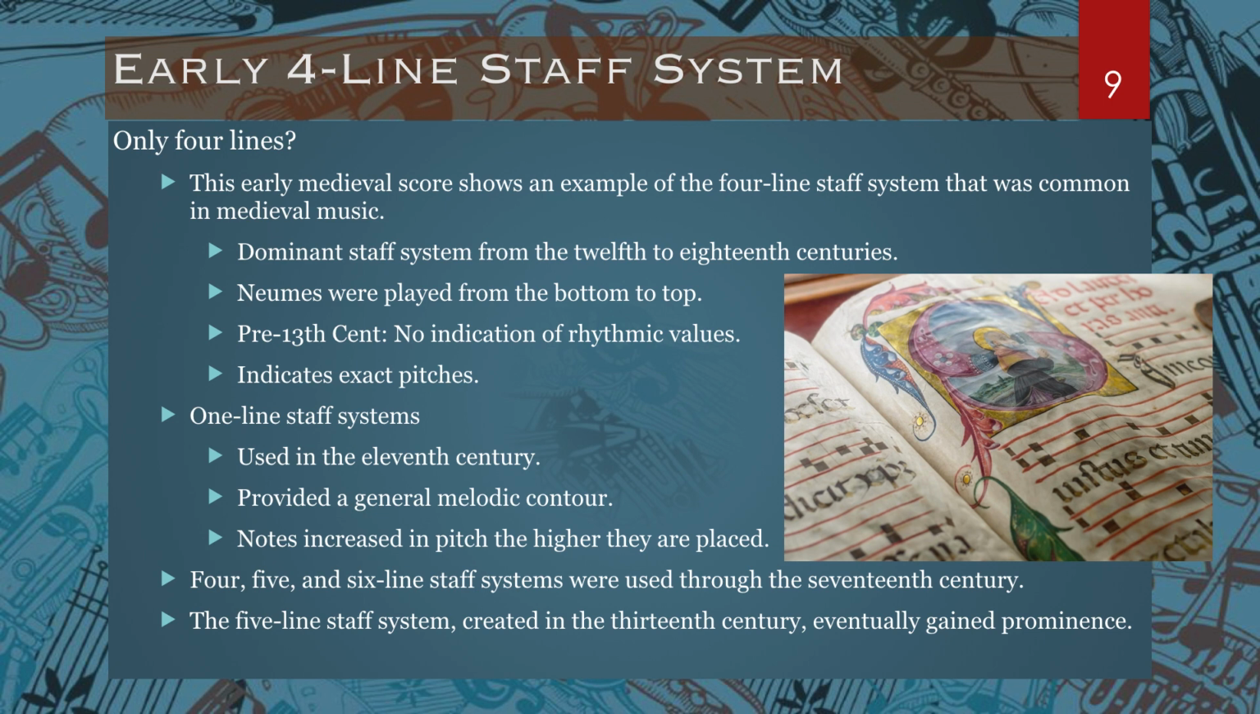And with these 1-line staff systems, or general staff systems we can call them, the notes increased in pitch the higher they are placed. 4, 5, and 6-line staff systems were used throughout the 17th century, and the 5-line staff system created in the 13th century eventually gained prominence when we got into the 18th and 19th centuries. The important thing to know here is that there wasn't always simply a 5-line staff system. It took a long time to develop our modern system of notation.